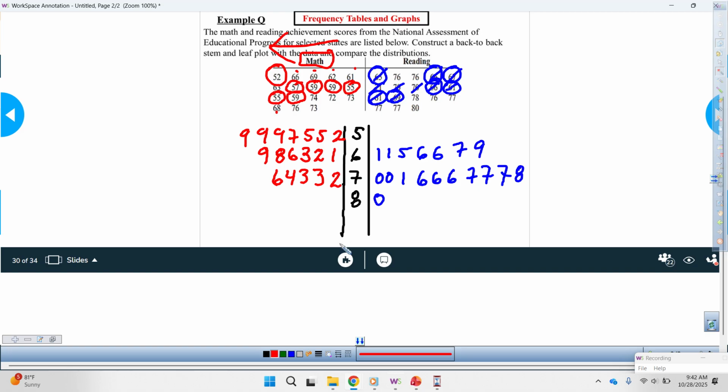So the context of this problem says the math and reading achievement scores from the National Assessment of Educational Progress for selected states are listed below. Construct a back-to-back stem and leaf plot and compare the distributions. Now look at the scores. Imagine these are scores in percentages. What can you conclude if you're comparing mathematics to reading? Talk it over with your neighbors, please.